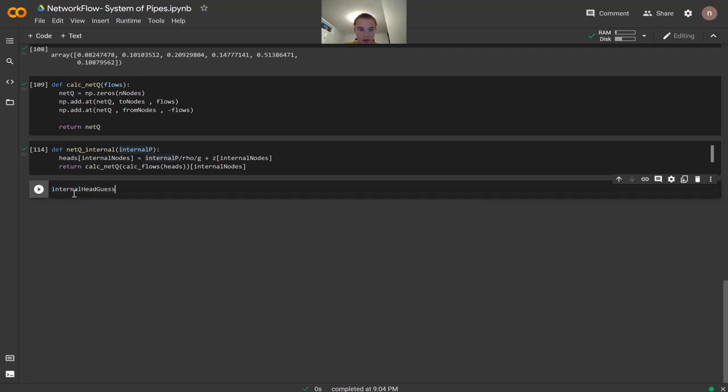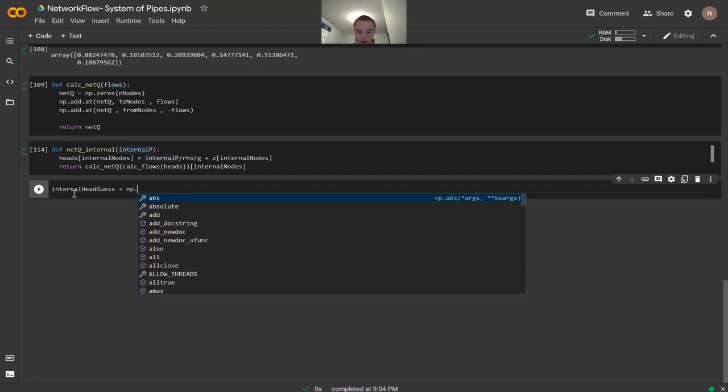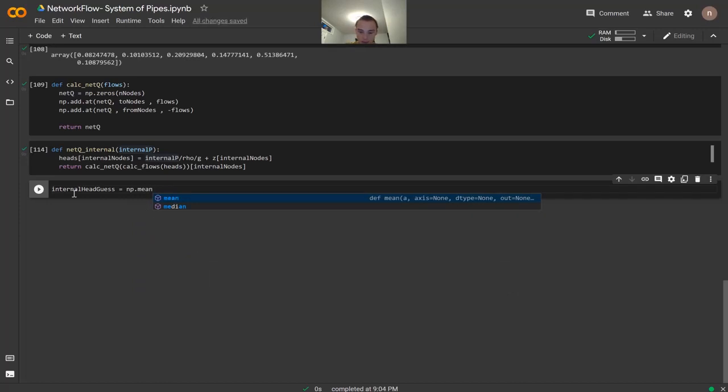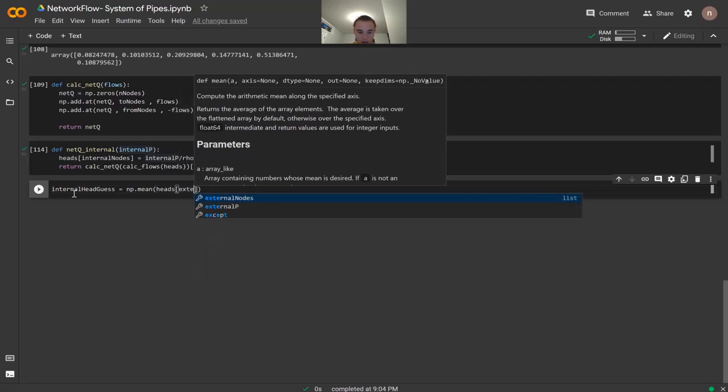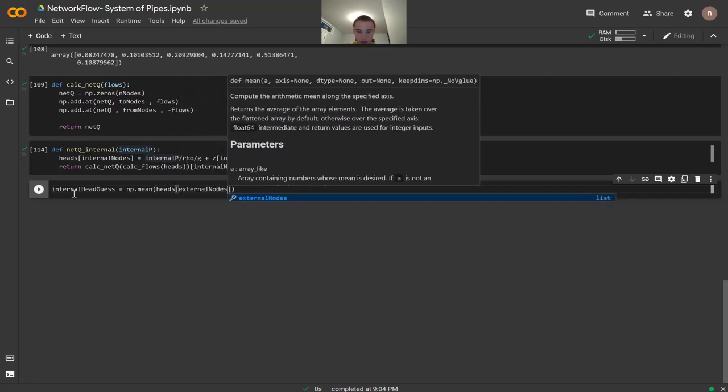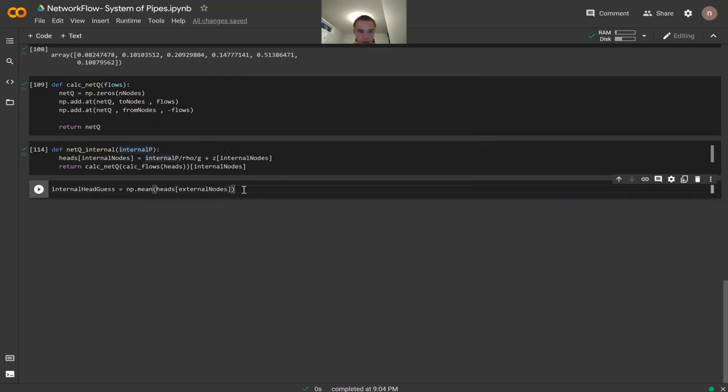Our internal head guess can be equal to the mean of our heads at the external nodes. So we're going to do a numpy.mean, and we'll say that this could be equal to the mean or average of the heads at our external nodes. And that's safe to say that that would be a good initial first guess. So we'll go ahead and enter that.